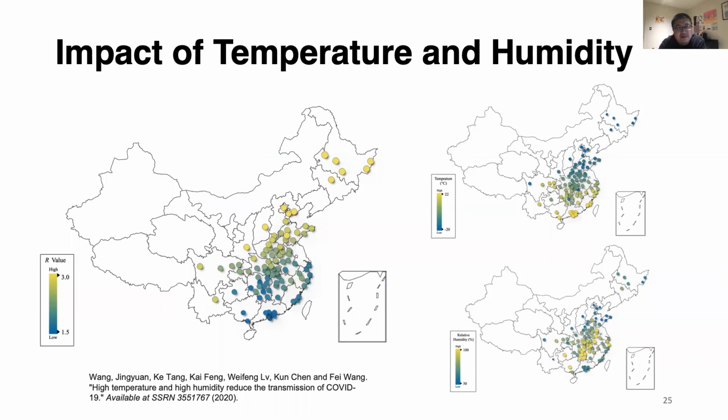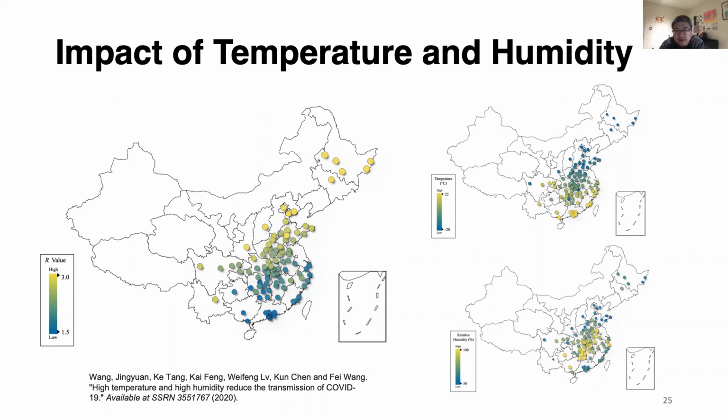The last work I want to introduce is the impact of environmental factors. Specifically, in this work we studied the impact of temperature and relative humidity on the reproduction number, or the transmission of the pandemic. We used the data for COVID-19 daily symptom onset cases for 100 Chinese cities and the COVID-19 daily confirmed cases for 1,005 US counties.